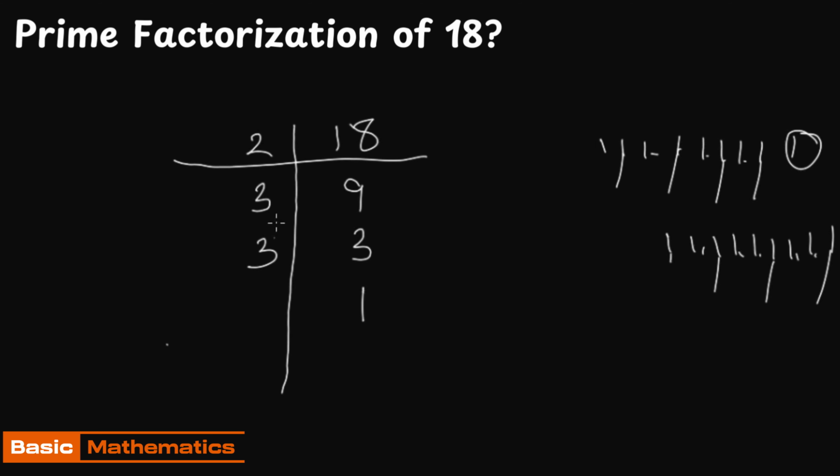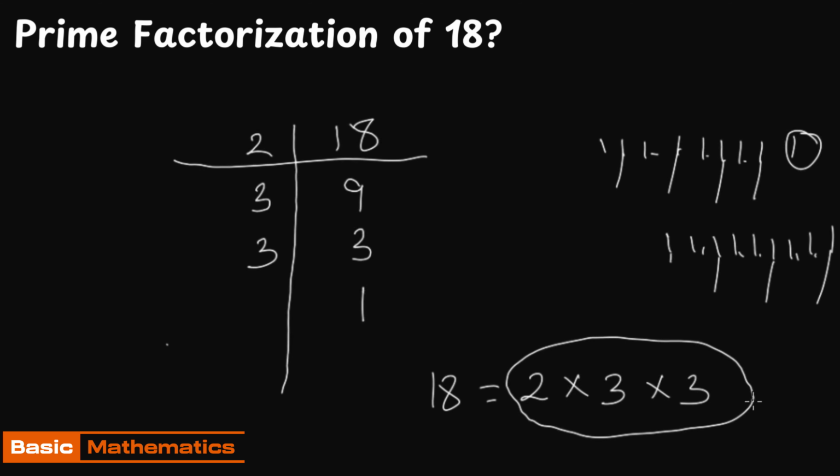So therefore, the prime factorization of 18 is 2 times 3 times 3. So this is the prime factorization of 18.